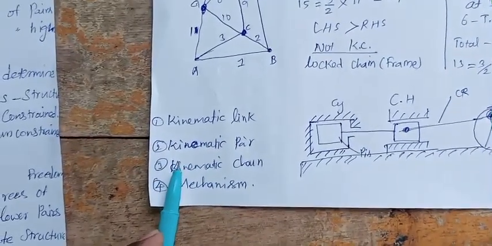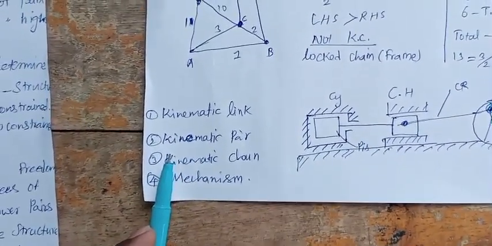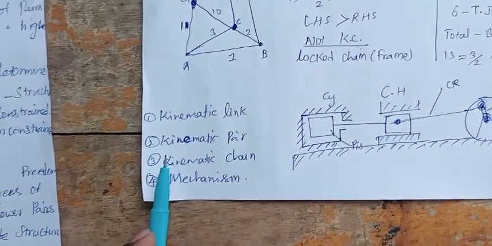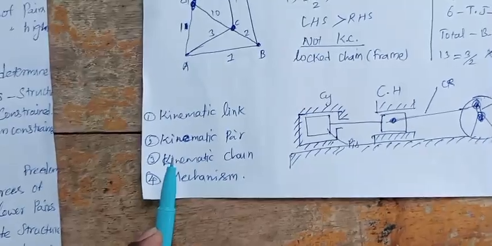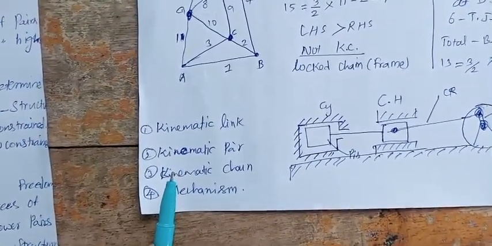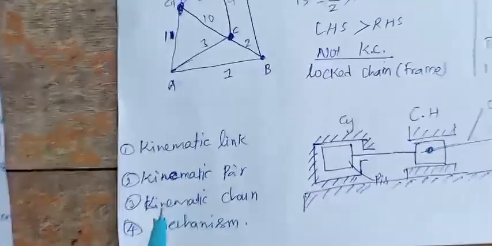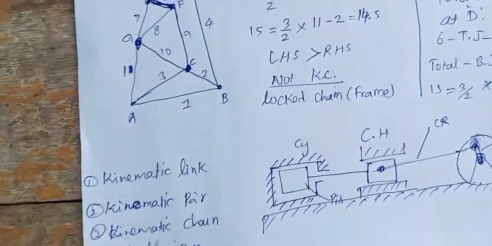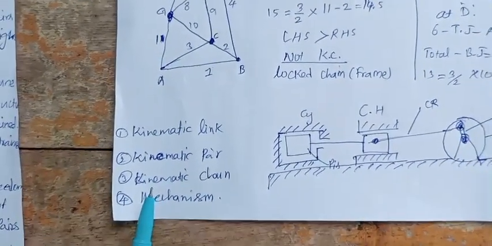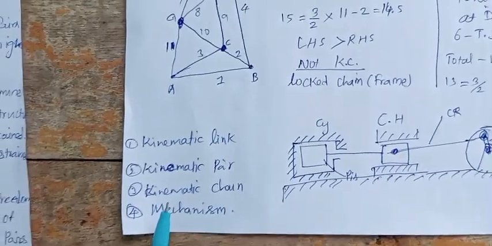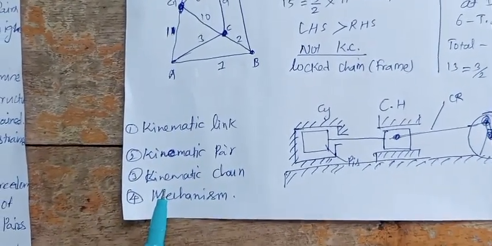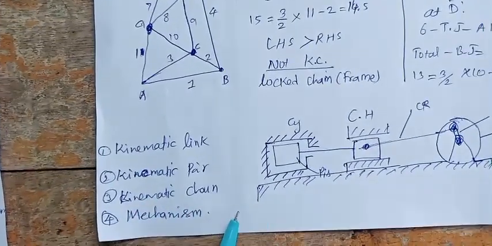Next one is kinematic pair. The kinematic pair means links are joined, particularly 2 links are joined. That is called a kinematic pair. The condition is that the pair gives relative motion. That is important. And another one is kinematic chain. The chain means a number of kinematic pairs are coupled in such a way that they form a long chain. That is called a kinematic chain.